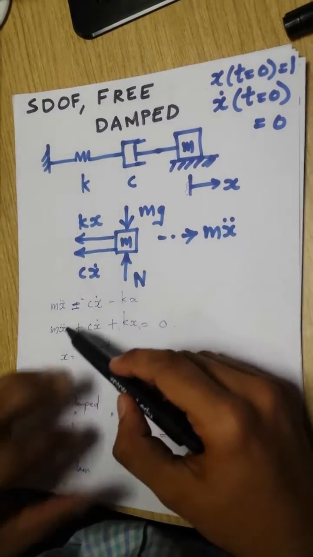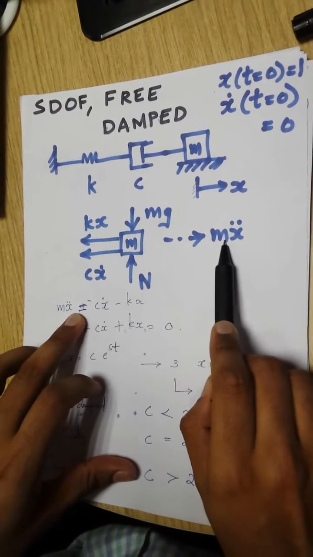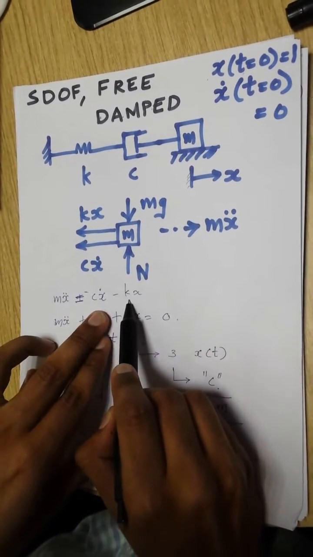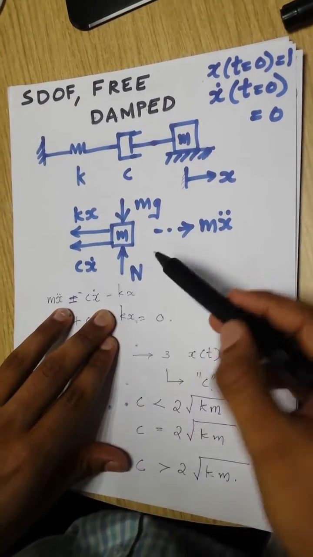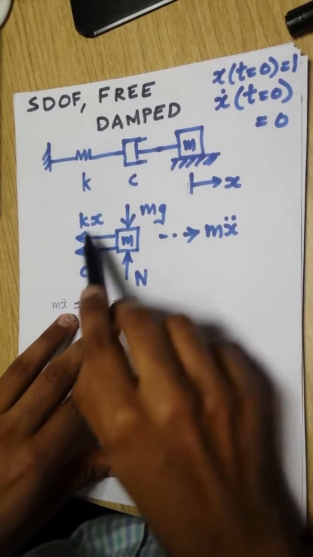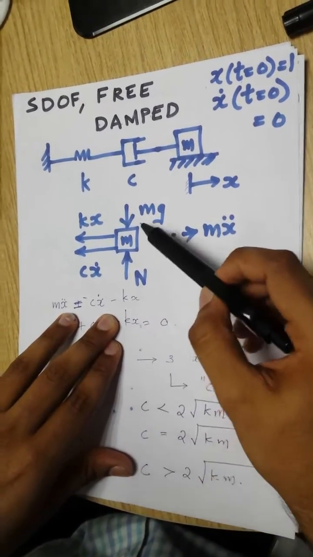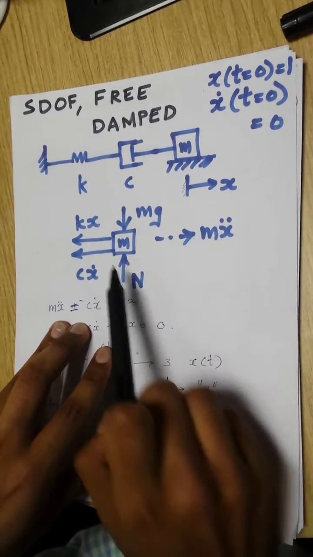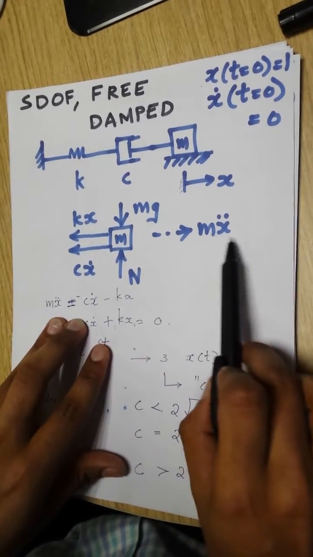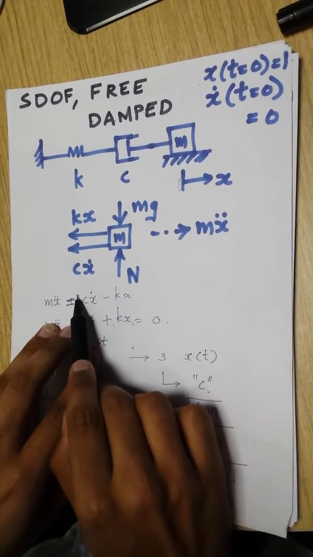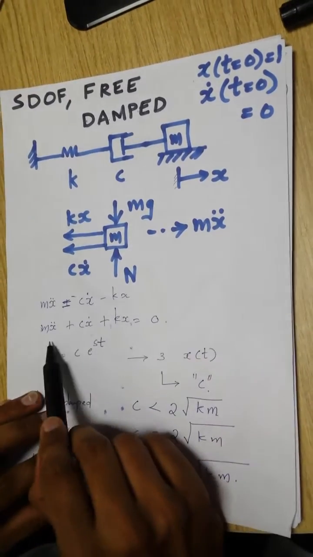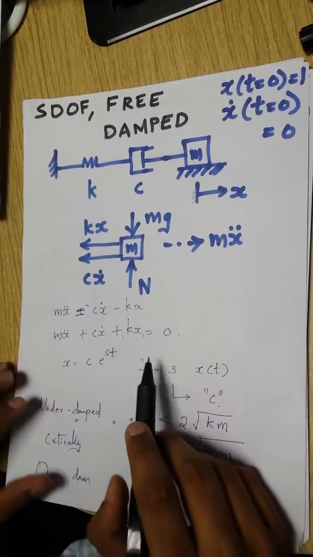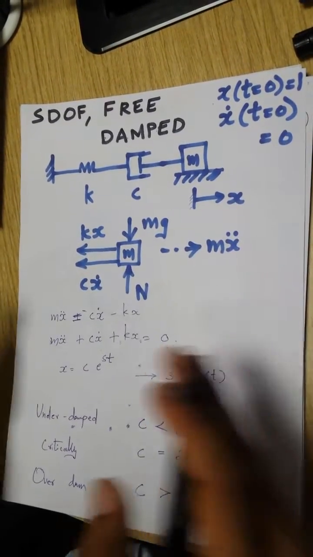Now we will start with Newton's second law. m x double dot will be equal to minus c x dot minus k x, because the system is acted upon by all these external forces. External forces cancel each other in the y direction, but there is a net external force acting in the negative x direction. That's why there is a minus sign here as well as here. So now we will end up with m x double dot plus c x dot plus k x equal to 0. This is the governing differential equation of the system.